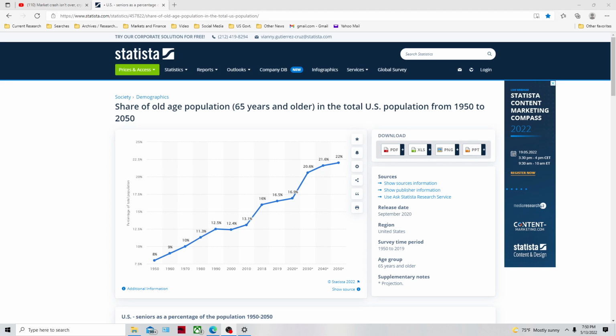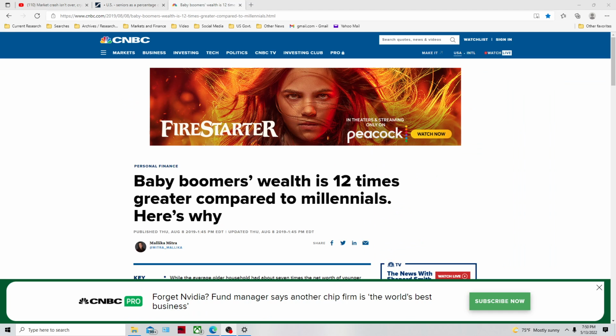But there is a problem with that thesis. The average baby boomer has a net worth equivalent to 12 times that of a millennial. The baby boomers are heading into retirement flush with cash.